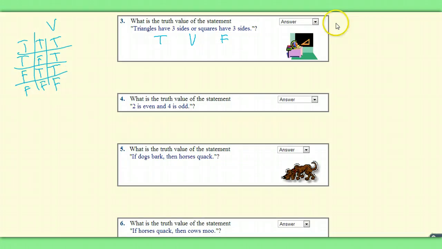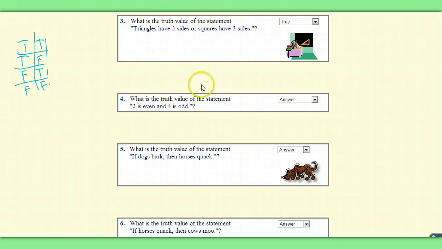Let's check the answer. The answer is true. And it has a little statement: under or, only one fact needs to be true. An or statement, we're talking about this. Only one fact needs to be true. I guess what I'd like to do is erase this. I'll leave that for whatever statement we're working on. We'll leave that truth table there.